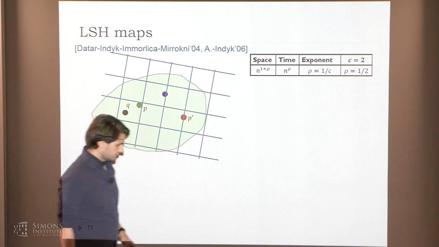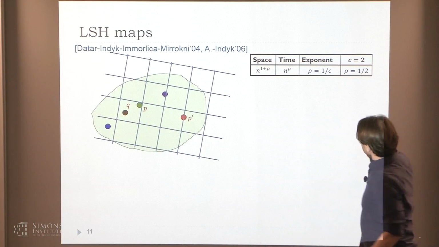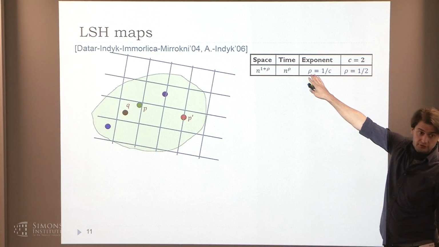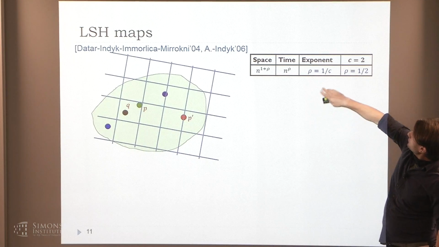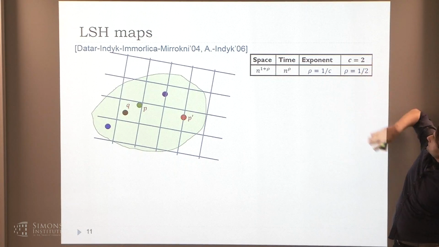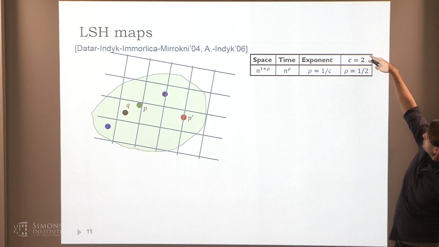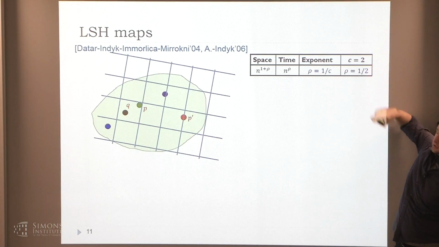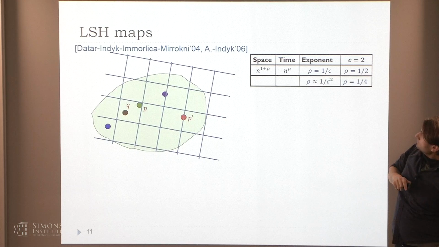You can compute what you get as the exponent, this function rho. You'll get something like 1 over c, where c is the approximation. Let's run an example of c equals 2. For approximation 2, you get the exponent, which is a half. This means the query time is roughly root n. It turns out that you can do better.